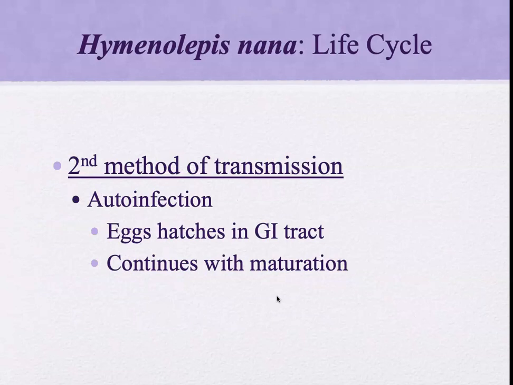The second method of transmission is called the autoinfection or auto-reinfection. This is when an egg can actually hatch in vivo inside the person who's infected with the Hymenolepis adult. So you have a Hymenolepis nana adult attached to your intestines. It's shedding eggs, but not all of the eggs leave through the feces. They actually hatch in the GI tract, and the egg can mature into the cysticercoid larva. So it's continuing maturation within the same host. It never leaves the human host.